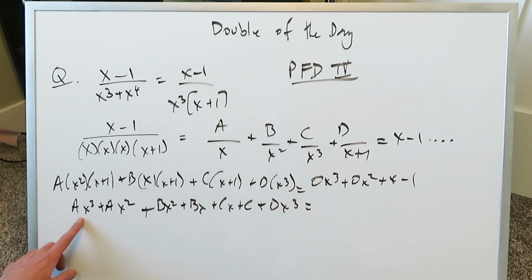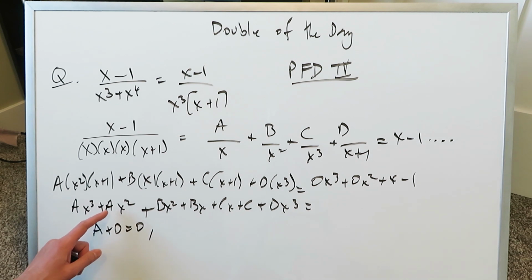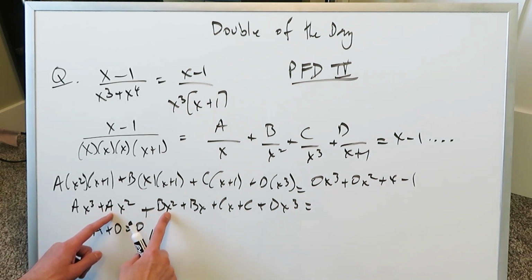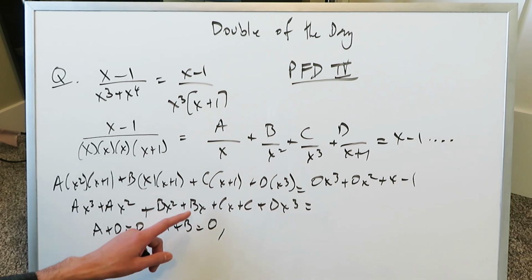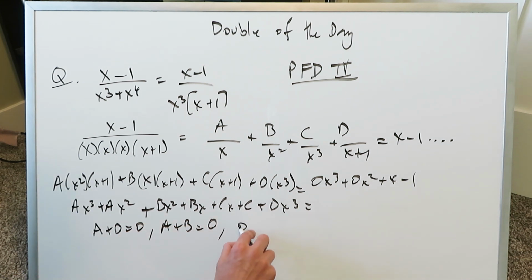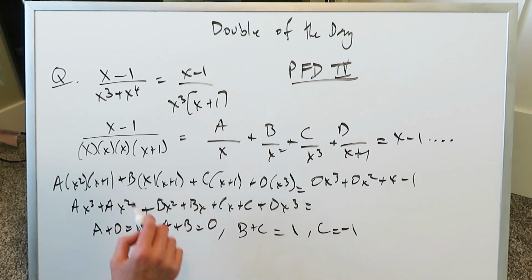Let's look at our cubic terms. A and d. A plus d is equal to 0. Let's look at our quadratic terms. You have ax squared and bx squared. You have a plus b is equal to 0. Let's look at our linear terms. B plus c is equal to 1. And then our constants are basically only c. C is equal to minus 1. This is easy. You know c is equal to minus 1, therefore what must this be equal to?